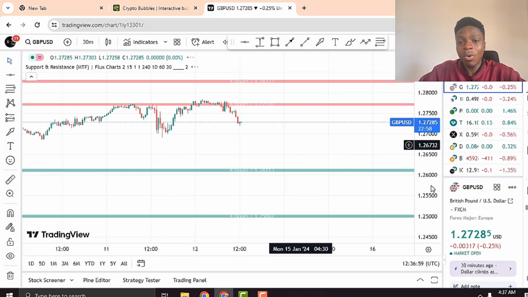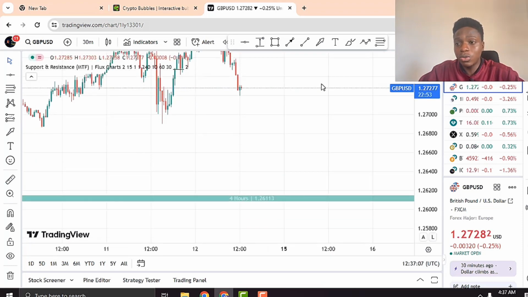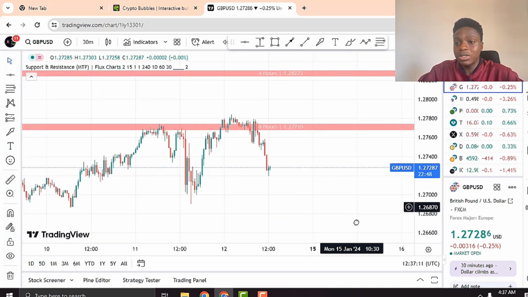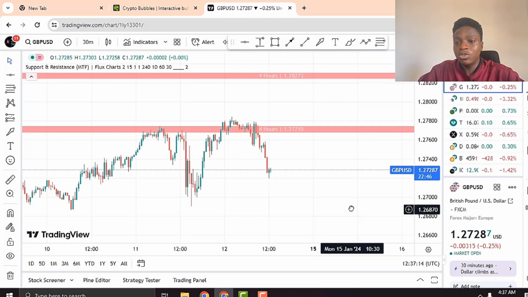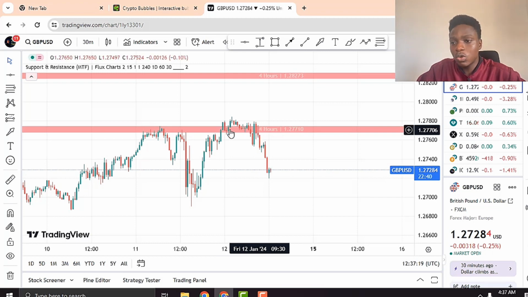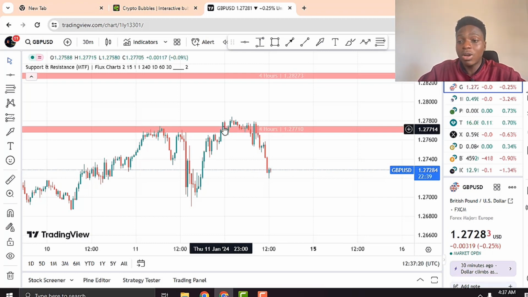This depends on the kind of trader you are. So you guys should always note that depending on the kind of trader you are, that will determine the time frame you should be looking at, right? And the candle confirmation you should also be looking at on these particular zone areas.